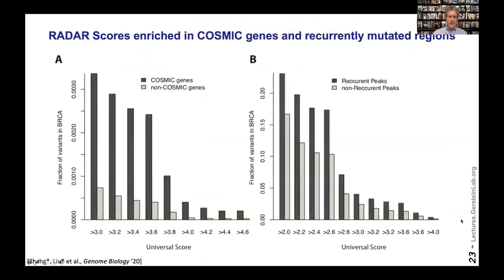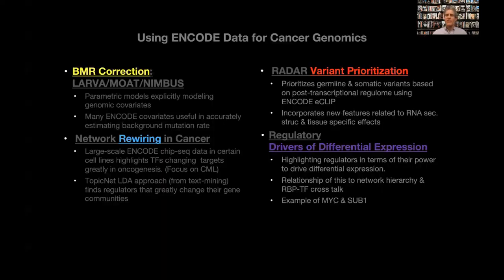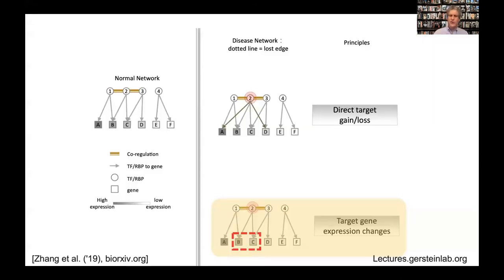And briefly, we find that our procedure gives higher scores to COSMIC genes, known cancer genes, than not, and also it tends to give higher scores to recurrently mutated regions, for instance, in breast cancer, than not, which gives us some confidence that the score is useful in a cancer context. And now to the last topic, which is finding regulatory drivers of differential expression. So I told you a second ago how in oncogenesis you might have the actual regulatory connections between the TF and the target change, rewiring.